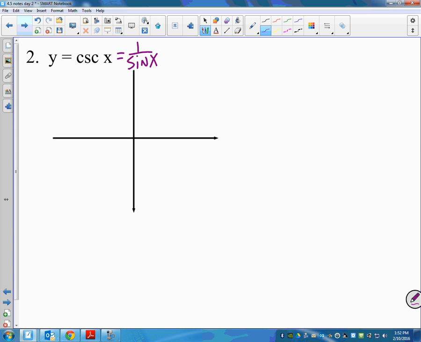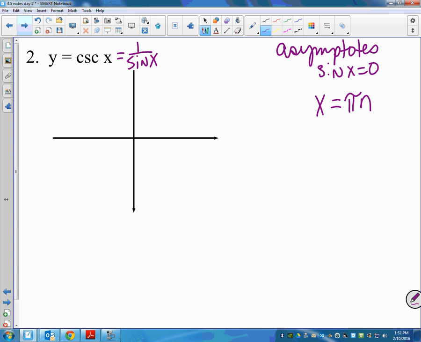Cosecant is 1 over sine. Cosecant and cotangent both have sine in the denominator, so they both have asymptotes. Where sine equals 0, y is undefined. So we can say our asymptotes are where sine of x equals 0, which is every multiple of pi, which I'm just going to say is pi times n.